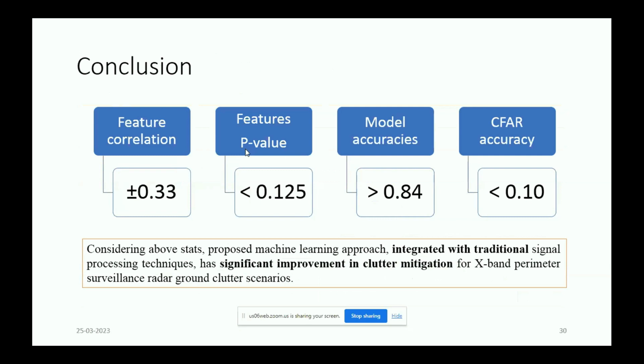In the conclusion, what we have seen is that the feature correlation was less than 33%. The p-value in the worst case was only 12%, and the model accuracy on average was more than 84%. Whereas the previous method, CFAR, had an accuracy from the clutter mitigation point of view of only around 10%. So by looking at these statistics, we can say that after integrating, we got a significant improvement in our clutter mitigation.